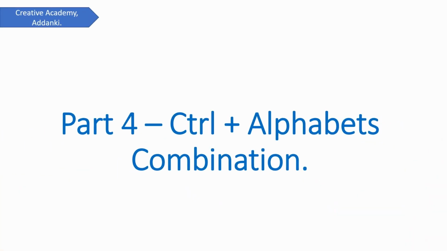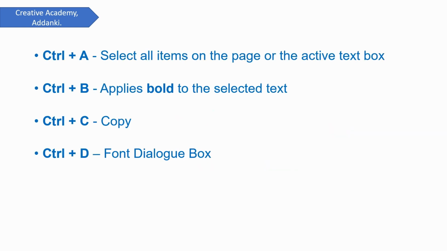Now let's move on to the next part, that is Control plus alphabets from Control A to Control Z. The first shortcut, Control A, is useful for selecting all the items or all the text in the document. Everything will get selected. Select all. Everything will get selected by using the shortcut Control plus A.